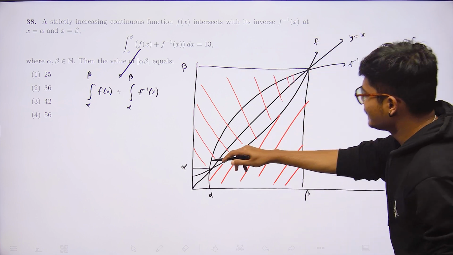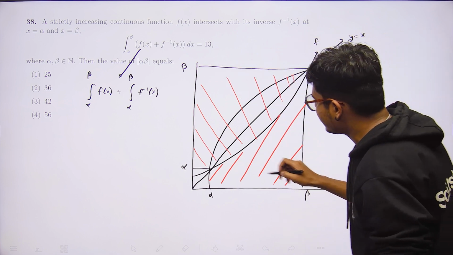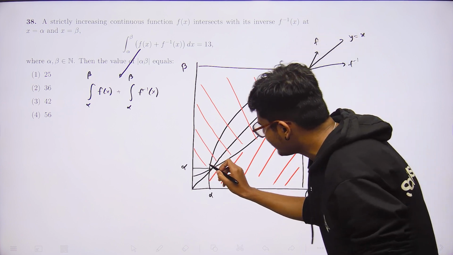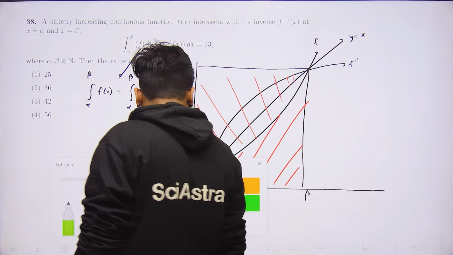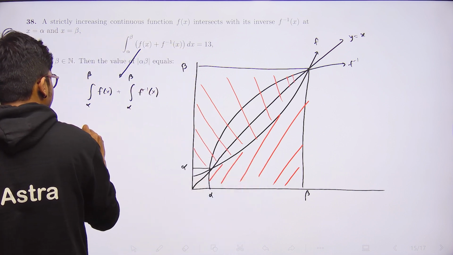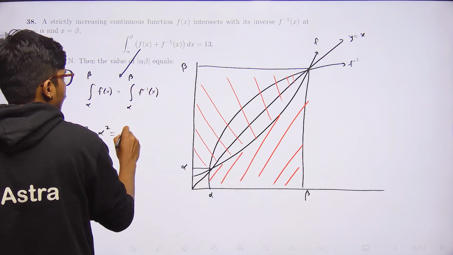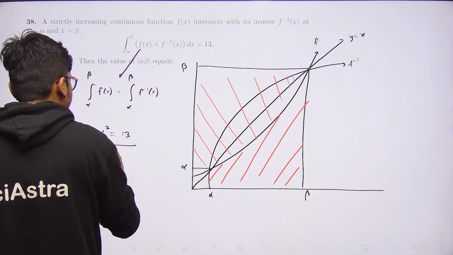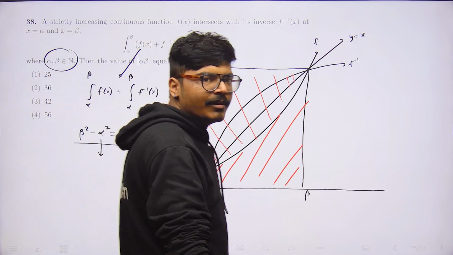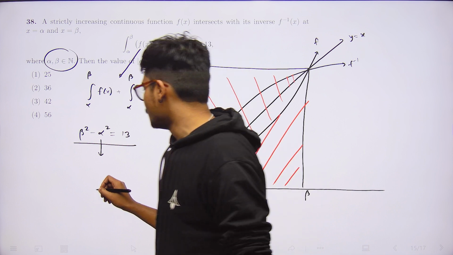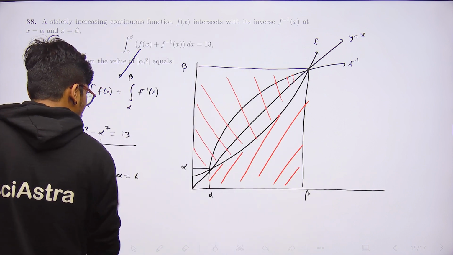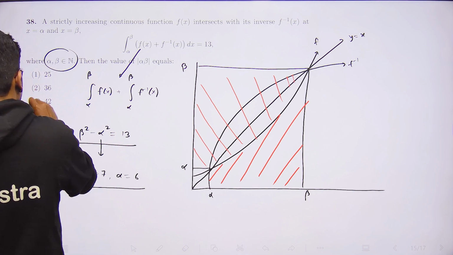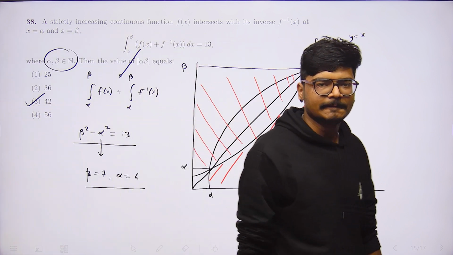So what is this plus this? This is basically the area of this bigger square, beta square, minus the small square that you are not including, right? So this integral is nothing but क्या आ जाएगा? Beta square minus alpha square, and that is equal to 13, right? Now, if we solve for this, we know that alpha and beta are natural numbers, right? So the only solution to this would be beta equal to 7 and alpha equal to 6, right? So what is the value of mod alpha beta? 42. Simple, option 3, okay? Cool.